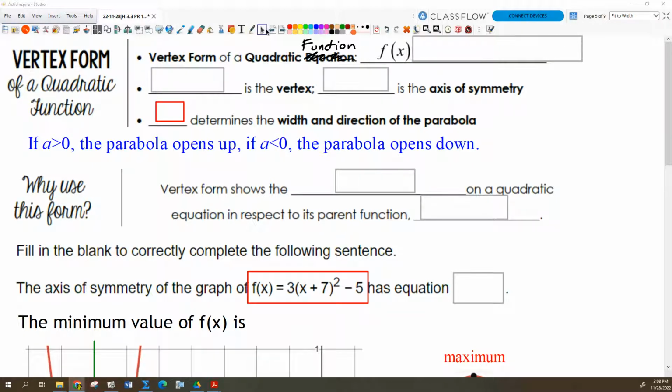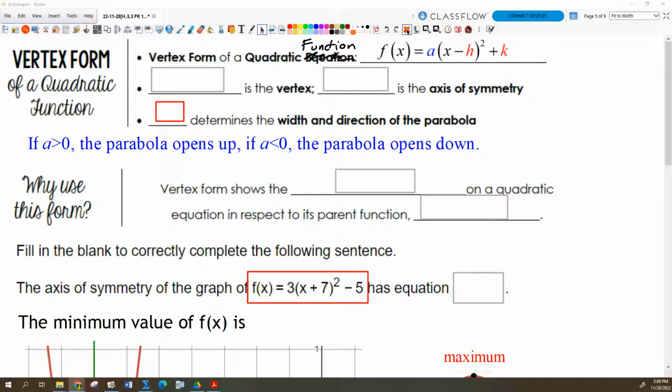F of X equals, keep going, tell me. A times the quantity X minus H squared plus K. You got it.